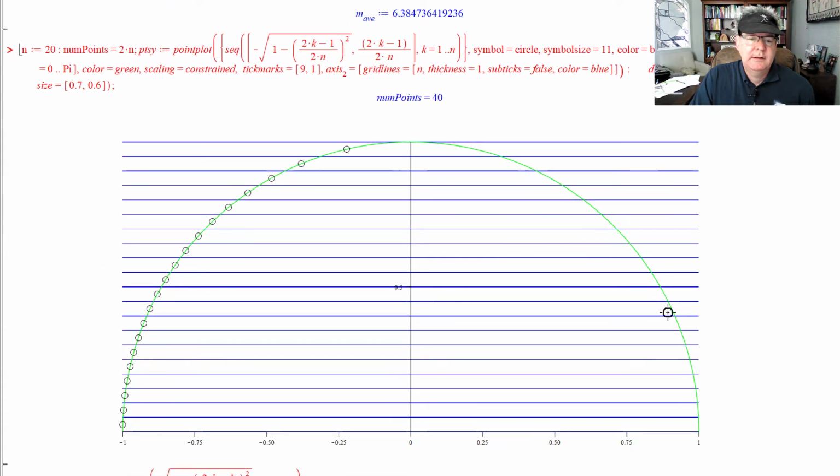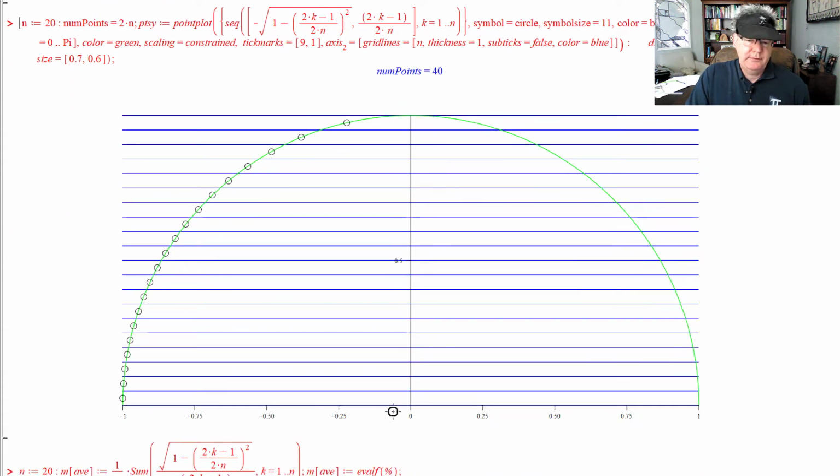And then again, if I take points equally spaced on the y-axis, so here I can partition it, you can see points equally spaced on the y-axis, then it's more dense where it's very steep, less dense where it's flat.